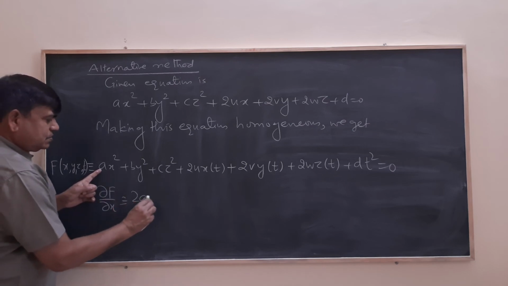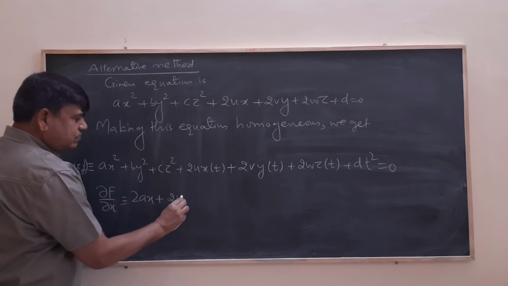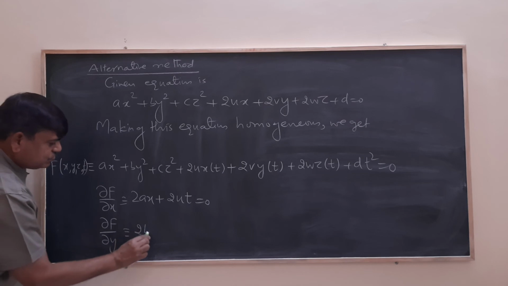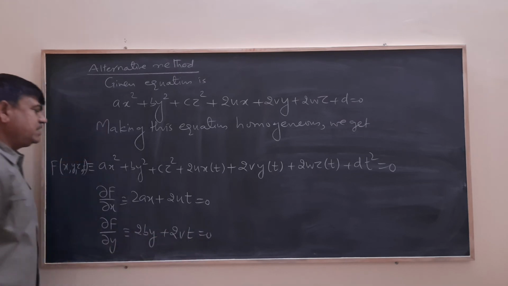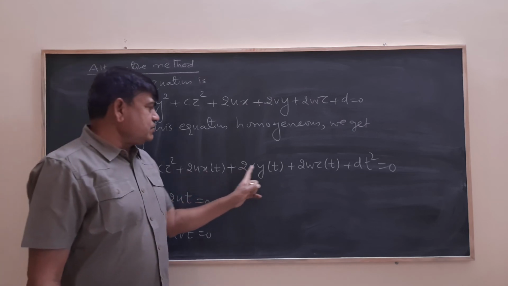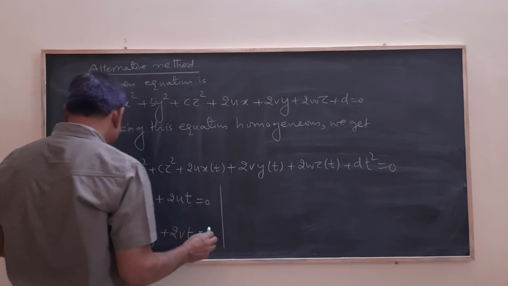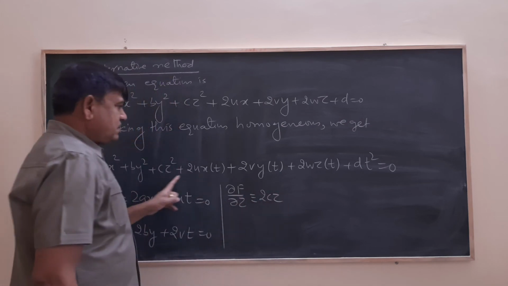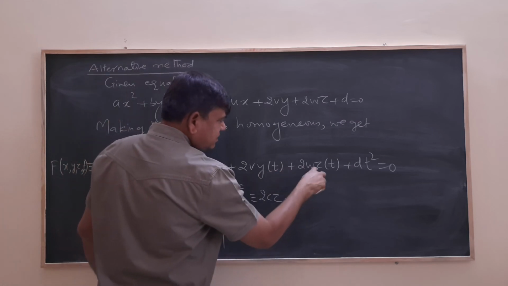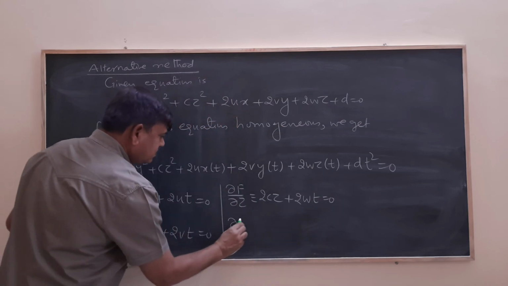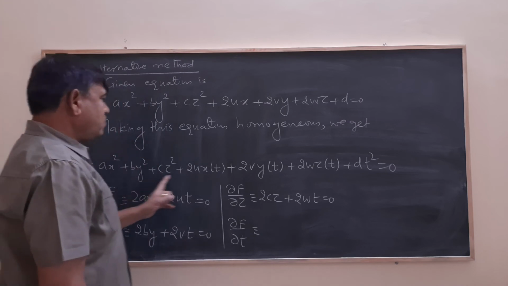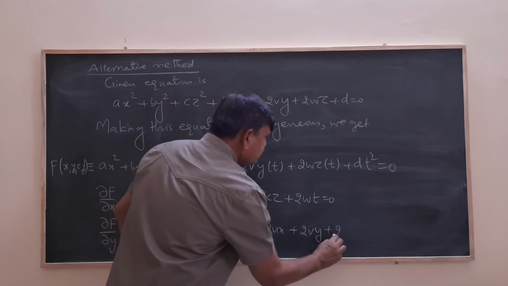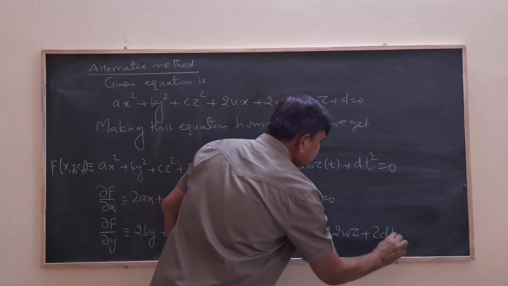So it is 2ax, 0, 0, 0 plus with respect to x it is 2ut and all other terms will be 0. Del f by del y by symmetry it is 2by plus 2vt equals to 0. You can see this is 0, so it is 2by and with respect to y so it is 2vt and all other terms will be 0. Then del f by del z, so it is 2cz, then it is 2w with respect to z, so it is 2wt equals to 0. And del f by del t, with respect to t, so it is 2ux plus 2vy plus 2wz plus 2dt equals to 0.